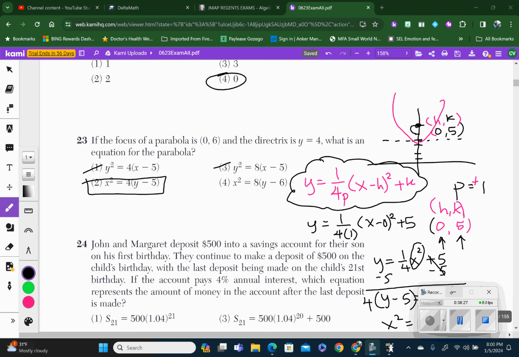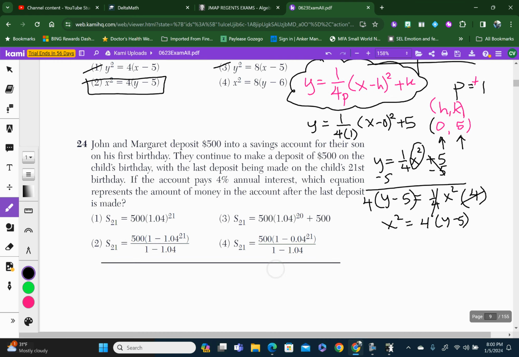Woo-wee! How many minutes in are we? Okay, not bad.